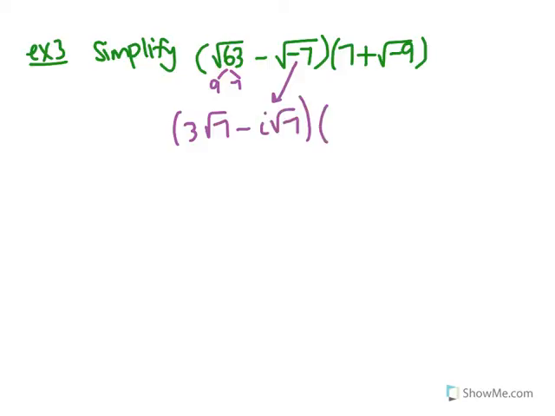And then I'll get 7 plus the square root of negative 9. Well, the square root of 9 is 3, but because it's negative, it's imaginary. So I'm actually FOILing this out. I'm going to go ahead and distribute this out.